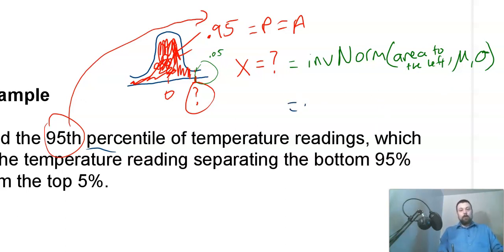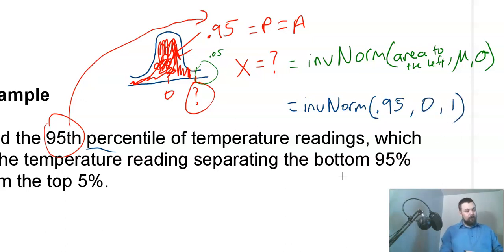All right, so we're going to do inverse norm for this problem. The area to the left is 0.95, comma, the mean is 0, the standard deviation is 1. Again, I don't have to type those in, but I will because it's just a good habit. So inverse norm, that's right below normal CDF on my calculator. 0.95, comma, 0, comma, 1. Close the parentheses, and I get 1.645.